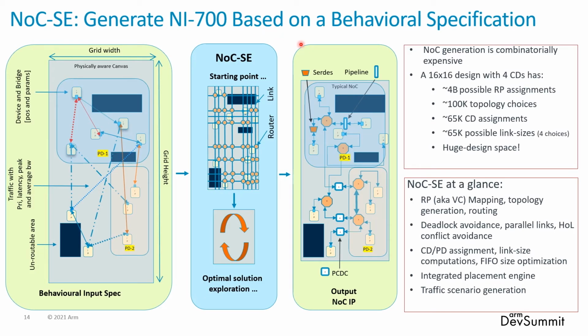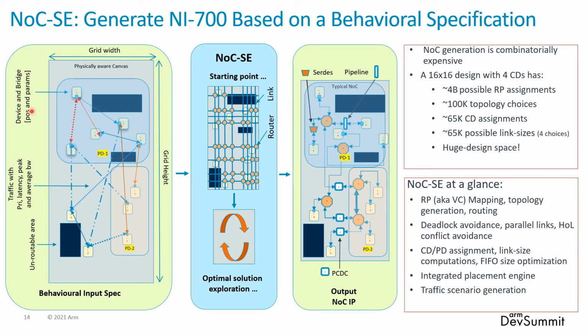Generating a NoC by hand is a fairly involved exercise. In a very small 16 interface cross 16 interface design, which has 4 clock domains, as the user can see, there are more than 4 billion possible RP assignments, 100,000 topological choices, 65,000 clock domain assignments, and a similar number of link size assignments. If one were to put all of these together, the design space is huge. And that is where a tool like NoC-SE, which is a behavioral synthesis tool, comes to the designer's aid.